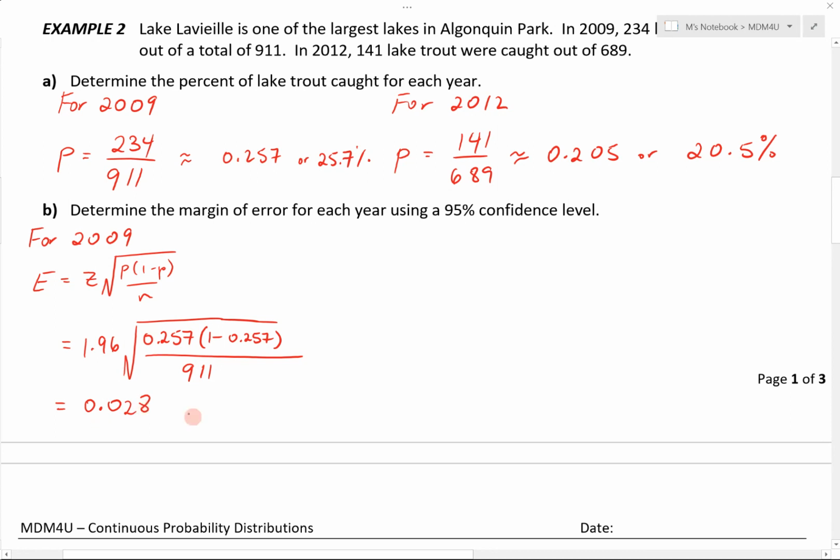Okay, which says my margin of error is 2.8%. That's for the year 2009. For 2012, it may be different. So let's calculate the margin of error.